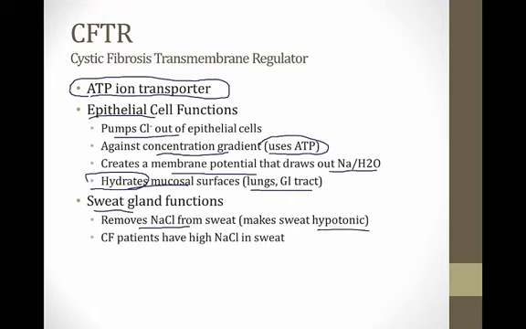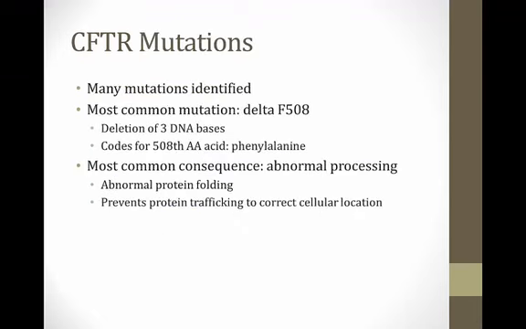In sweat glands, the CFTR protein removes sodium chloride from sweat. It makes sweat hypotonic. So the result of having an abnormal protein is that CF patients have high sodium chloride concentration in their sweat. We'll talk more about that later, but a sweat test is one way you diagnose the disease. So that's the protein, but now let's talk about the gene mutations.